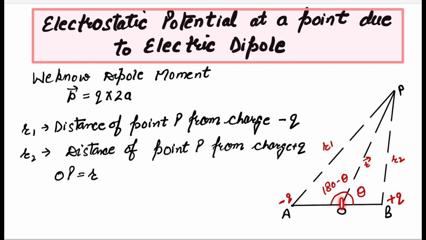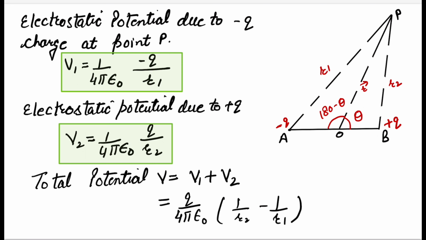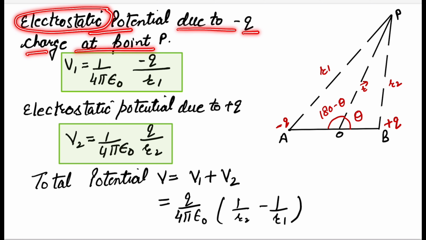O is the center of the dipole. From the center of the dipole, this point has a distance r such that it makes an angle theta with the dipole axis. If this is theta, then the complete angle is 180 degrees, so the remaining angle will be 180 degrees minus theta. We use the word electrostatic because the charges are not moving. The dipole is fixed at some point, so there is no motion. So the word static comes.